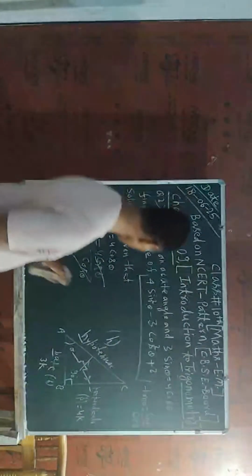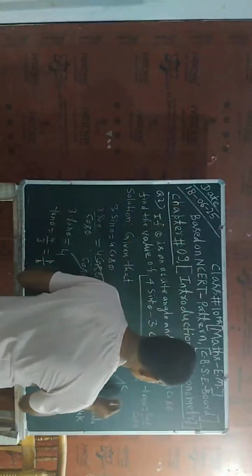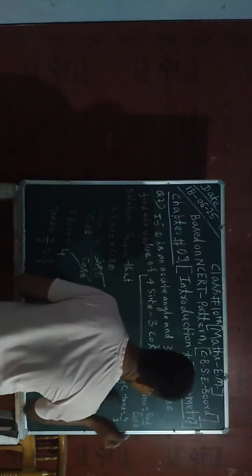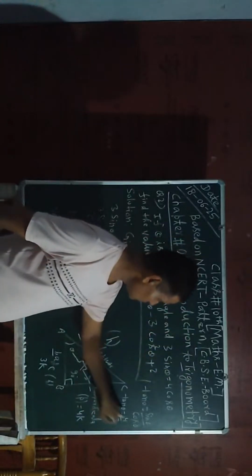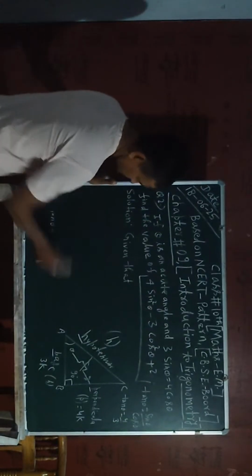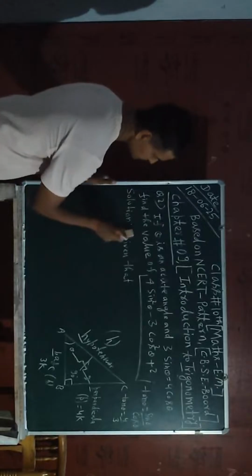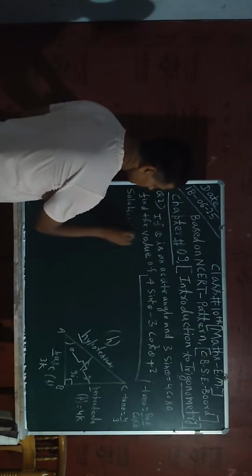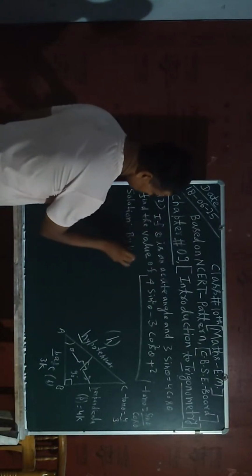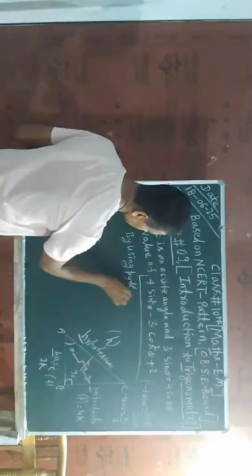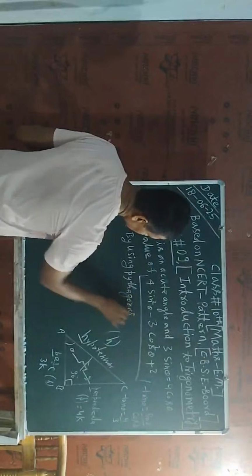Now I am going to erase this value. I will save it for further requirement. So tan theta is equal to 4 divided by 3. Now I am going to erase this information for further calculation. So by using Pythagoras theorem, I will find the value of H.